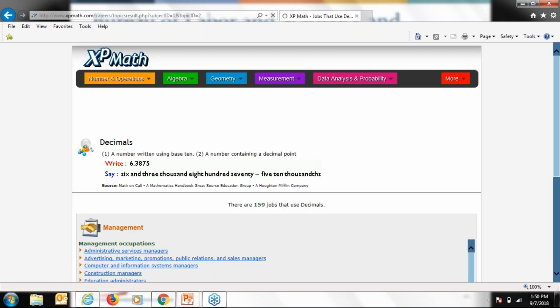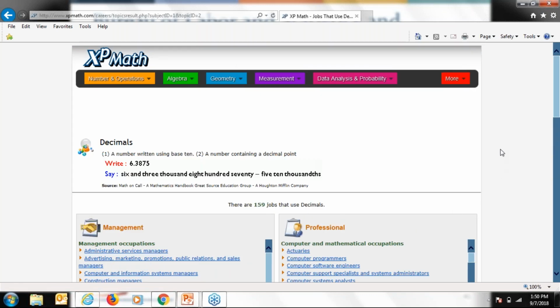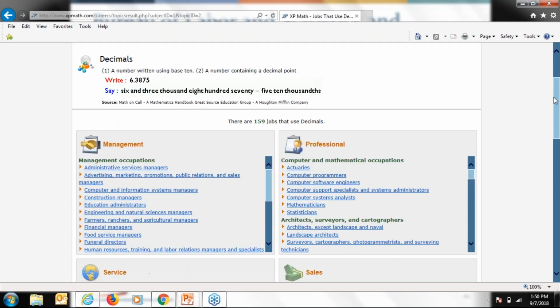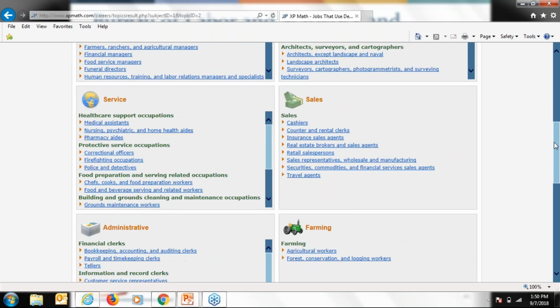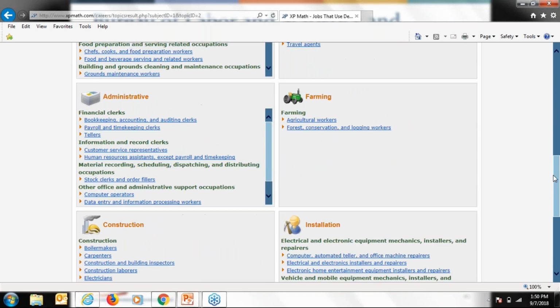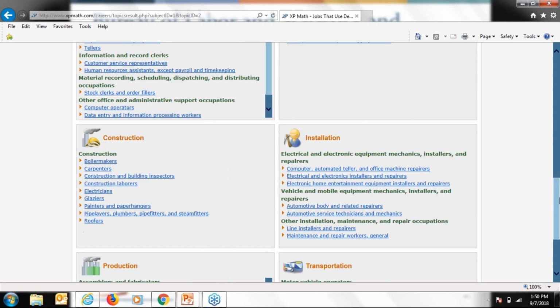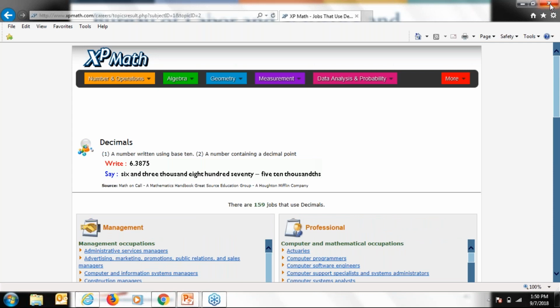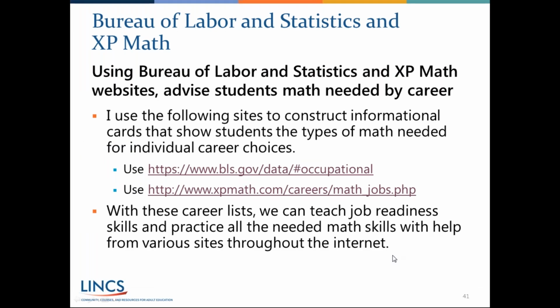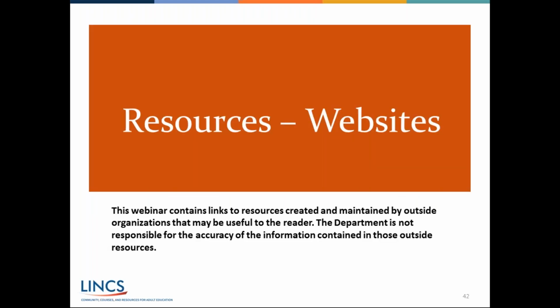Okay, we could even go a little further, and as we go through this decimal, we can find out a little bit more about that, and we could go further and look at other services that would require decimals, and from there we can put together practice sites that would help us with that particular skill. So what I do is, once I've done a survey of the occupations, careers that my students want to go into, I put these things together basically as a card, an interactive card, where they can go and practice these individual skills.